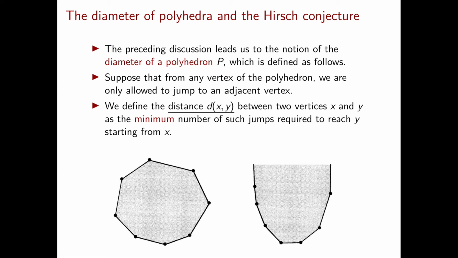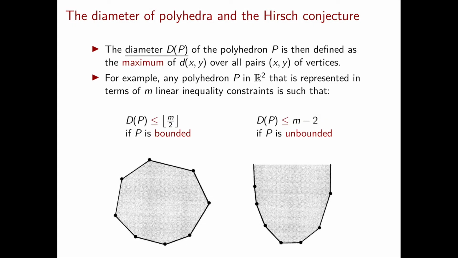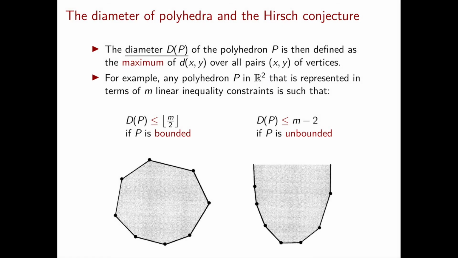If we look at the polyhedron on the right, which is unbounded, then for every pair of vertices x and y, there really is only one choice on the path that we can take from x to y. So for example, if this one is x and this one is y, then the distance is 1, 2, 3, and 4. Now that we've understood what is the distance between two vertices, we can define the diameter of a polyhedron. This is denoted by D(P), and it is the maximum of all the distances for every pair x, y of vertices.